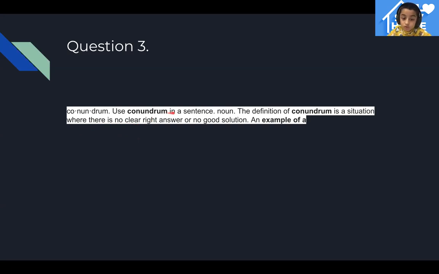And next one, conundrum. Use conundrum in a sentence. Now, the definition of conundrum is a situation where there is no clear right answer or no good solution. I'll give you 10 seconds to do it. So, if you have the answer, an example of a conundrum is a challenging riddle to which you can't figure out the answer.